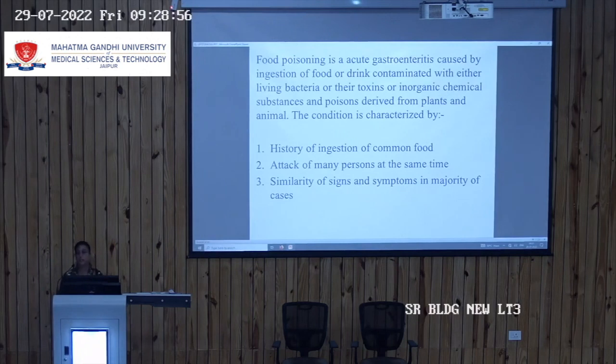So salmonella infection, basically it is a type of food poisoning. It is acute gastroenteritis caused by ingestion of food or drink contaminated with either living bacteria or other toxins or inorganic chemical substances, poisons derived from plants and animals. So this is in general how food poisoning can be caused. If anyone is infected with food poisoning, there is a history of ingestion of some common food, attack of many persons at the same time, and similarity of signs and symptoms in the majority of cases.